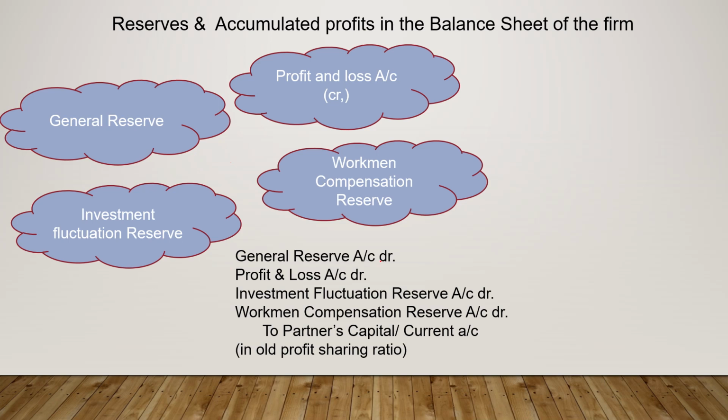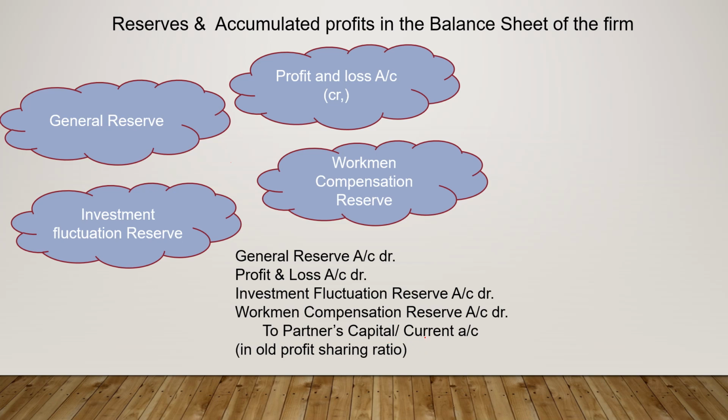General reserve account debit, profit and loss account debit, investment fluctuation reserve account debit, workmen compensation reserve account debit. So with these debits, these accounts present in the balance sheet are getting closed out. And these are to be distributed amongst all the partners, including the retiring partner, in their old profit sharing ratio, the ratio they were sharing the profits and losses before retirement of the partner. So we would transfer it by crediting partner's capital or current account.